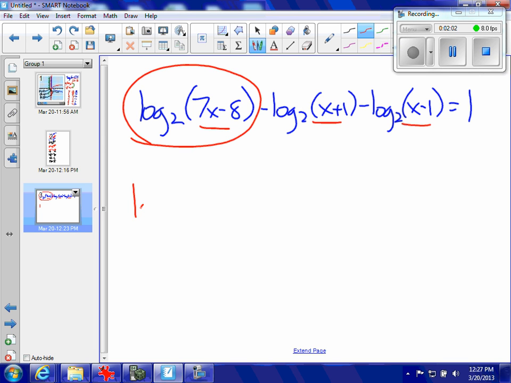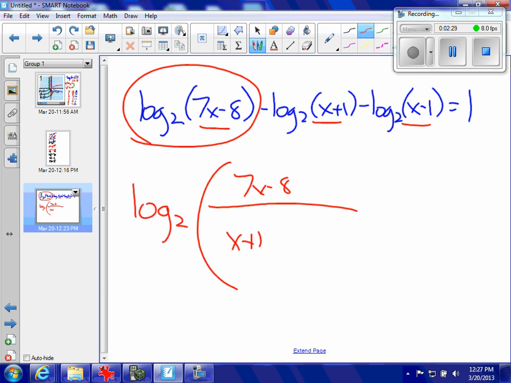It means I can have log base 2 of, well, 7x minus 8. That's a part of a positive logarithmic expression, so that's going on the top. And this x plus 1 is part of a negative logarithmic expression, so the x plus 1 is going on the bottom. And this x minus 1 is also part of a negative logarithmic expression. That's also going on the bottom. You can do more than one binomial at once.